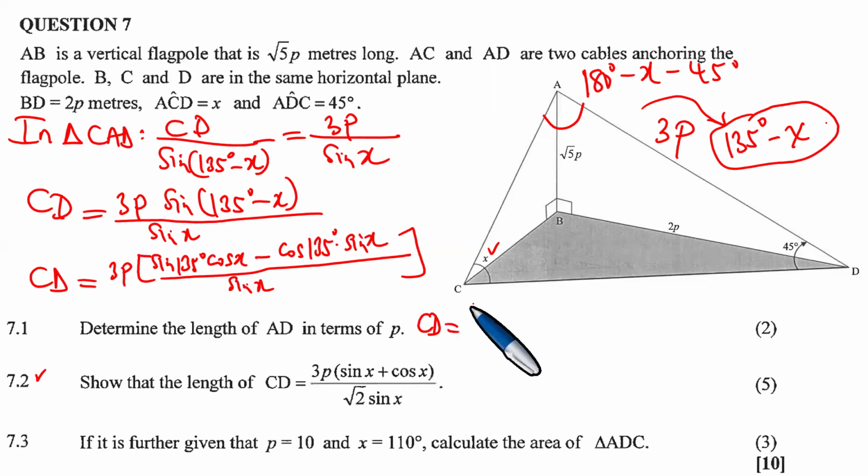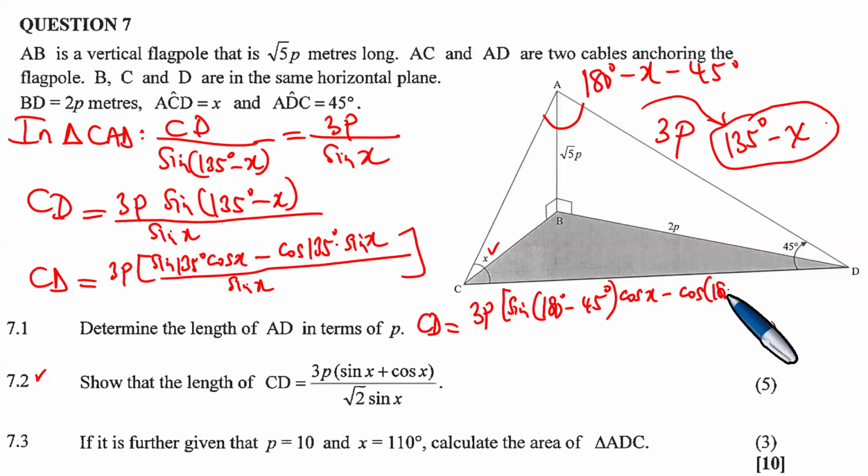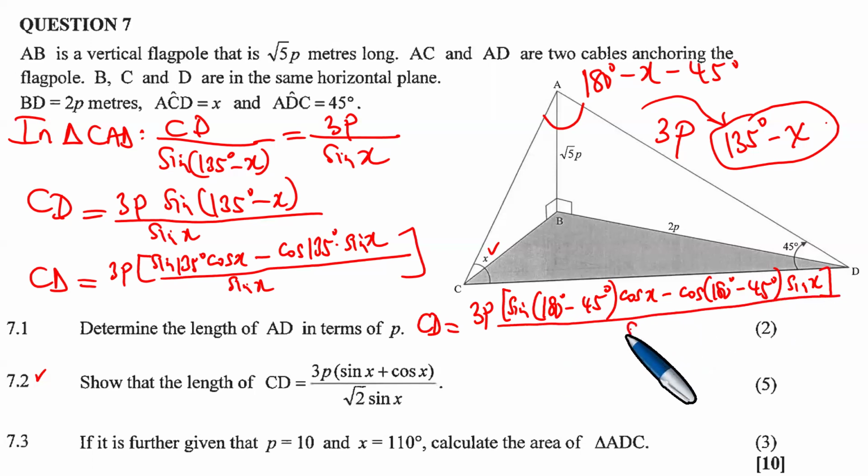CD equals 3P. 135 degrees is the same as what? 135 degrees is the same as 180 degrees minus 45 degrees. So we have the sine of 180 degrees minus 45 degrees, cosine X, minus the cosine of 180 degrees minus 45 degrees, sine X, all divided by sine X. Meaning CD is equal to 3P. In each quadrant it is 180 degrees minus; it is in the second quadrant where the sine is positive, and this gives us the sine of 45 degrees.